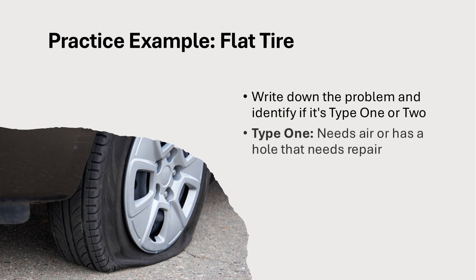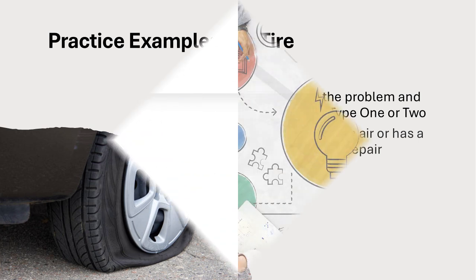This is a type 1 problem. It's simple. The tire is flat and unable to be driven on. There aren't many reasons why this would happen. Generally, it either just needs air or there's a hole in it that needs to be repaired. It's a simple fix. If the tire holds air once it's inflated, then the issue is solved. If it's leaking air after, there is likely a hole that needs to be patched.